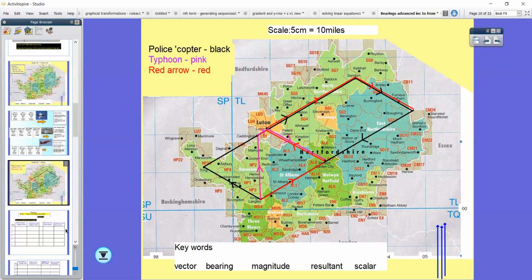Okay, so yeah, I've just noticed that the scale says 5 centimeters to 10 miles. I think it is 7 centimeters equals 10 miles. I'll have to change that. That looks like a mistake there.